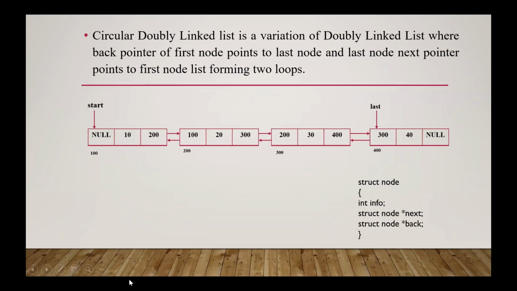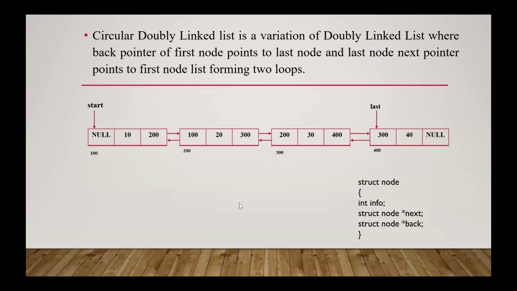So, what is a circular doubly linked list? A circular doubly linked list is a variation of a doubly linked list where the back pointer of the first node points to the last node and the next pointer of the last node points to the first node.